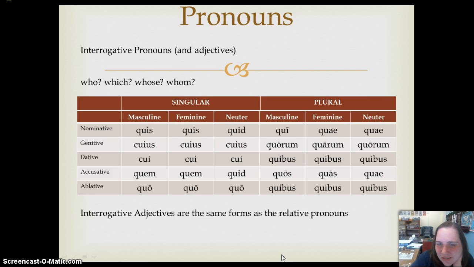Interrogative pronouns are similar. They're actually exactly the same in the plural, but in the singular it's quis, quid. You'll notice that the masculine and feminine have the exact same ending, so this quo could be ablative singular, masculine, feminine, or neuter for that matter, but there's not a qua because the masculine and the feminine share the same declension, okay? These are how you ask who or what or which, whose.